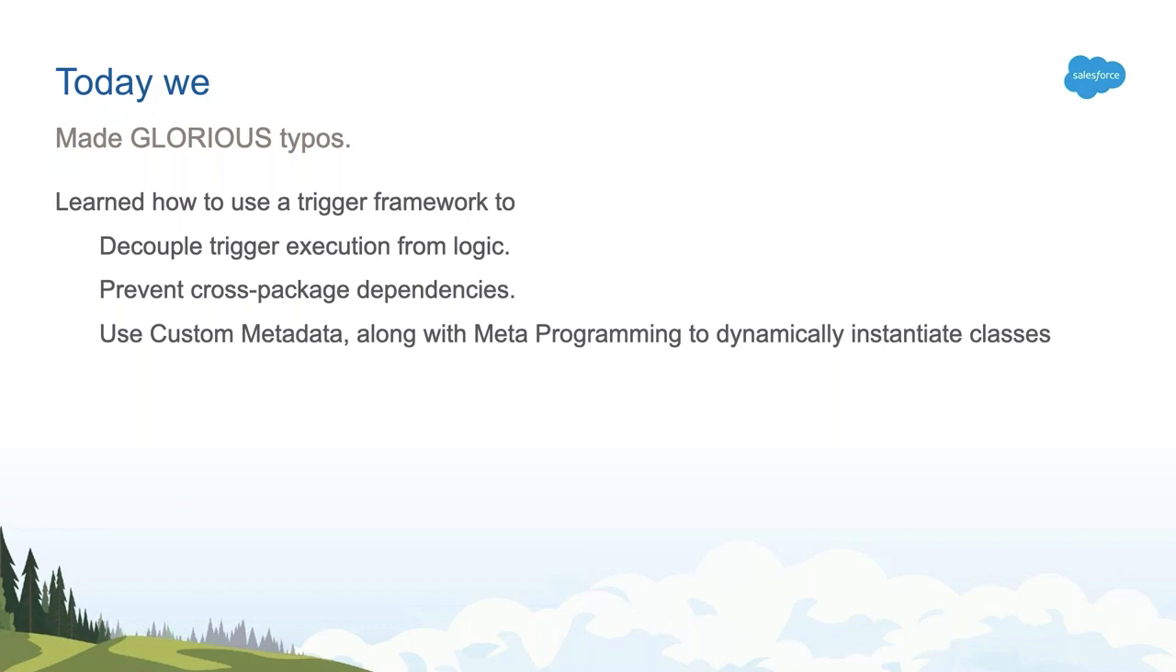Yeah. Okay. And we used custom metadata to store which triggers we want to run and when, and then we used metaprogramming to switch from the string of our class name in the metadata into an actual object of that class. That was pretty cool. That was really cool. That's like three really cool things right there. I think it's probably my favorite trick in Apex. The instantiation. Yeah, it's good. Type from name, new instance. Yep. So that's what we did.